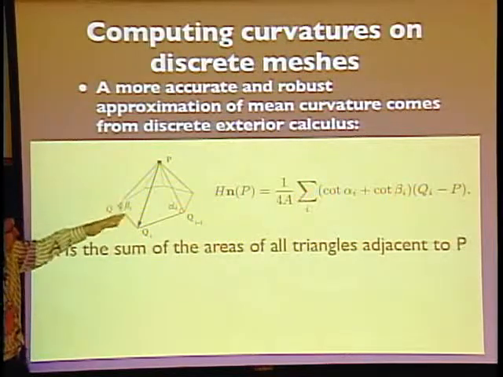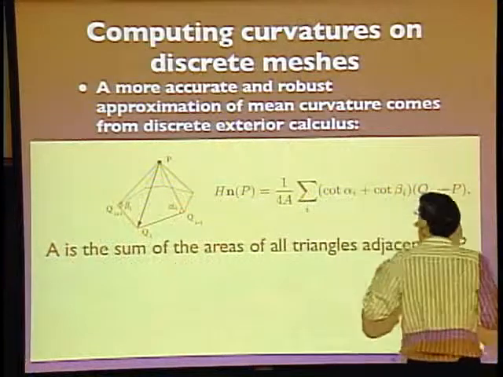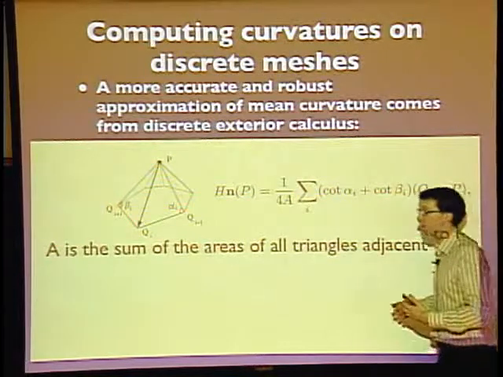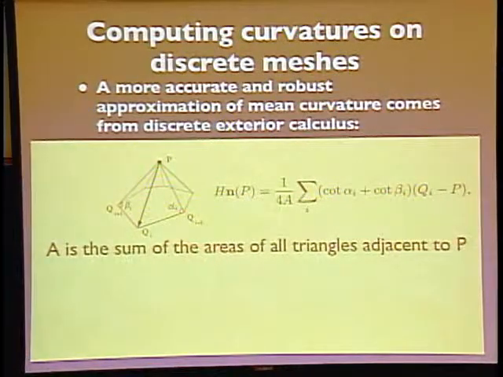And it turns out that if you simply take some trigonometric functions of these angles of the faces that the point makes with its neighbors, you get a fair approximation to the mean curvature. And more importantly, in practice, when you apply all of these different algorithms to real meshes that really come off of scanners, this discrete exterior calculus approximation gives you the best, most robust approximation to what the mean curvature is.